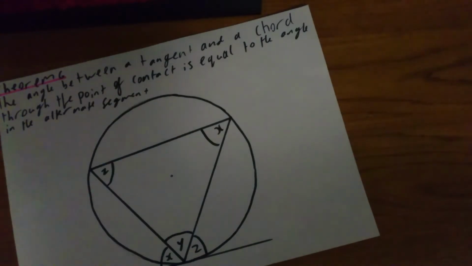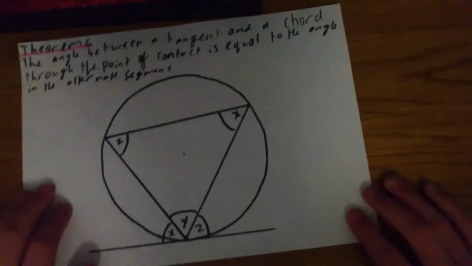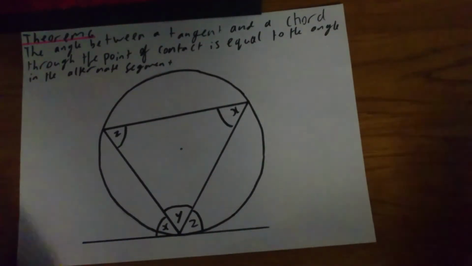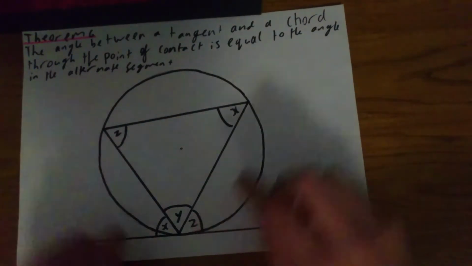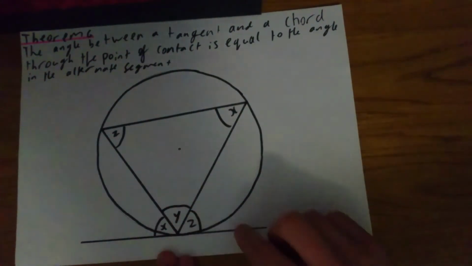This one is by far the trickiest. It states that where 2 chords and a tangent meet, the angles made by those chords are equal to the angles in the triangle. That seems pretty complicated, but just remember that these 2 are the same and these 2 are the same, and that angle makes up both the triangle and the line.